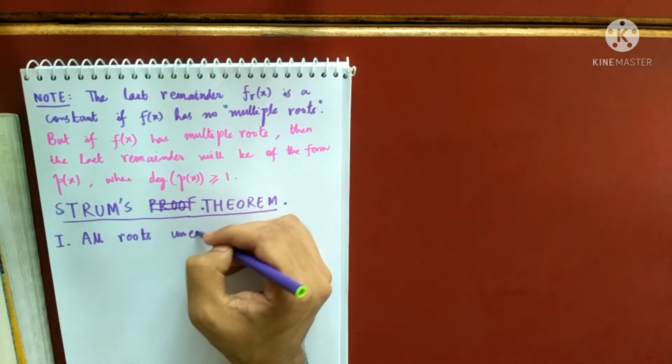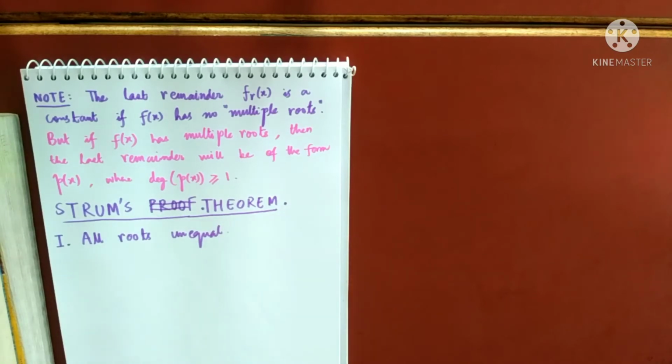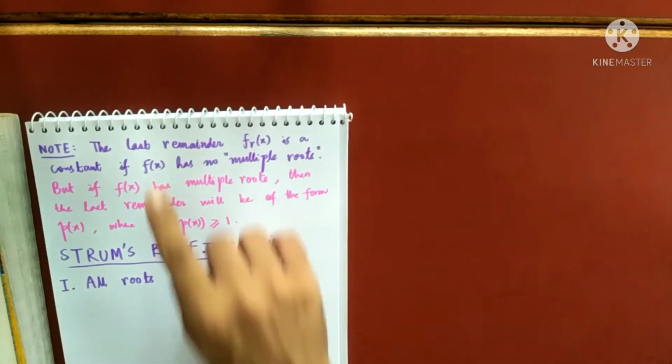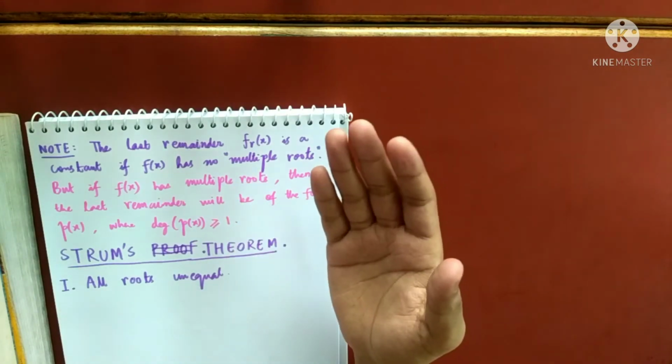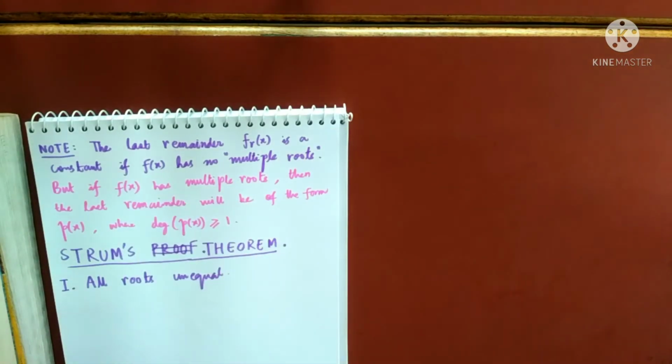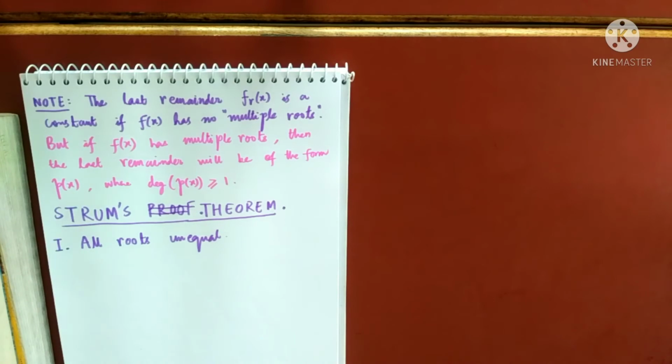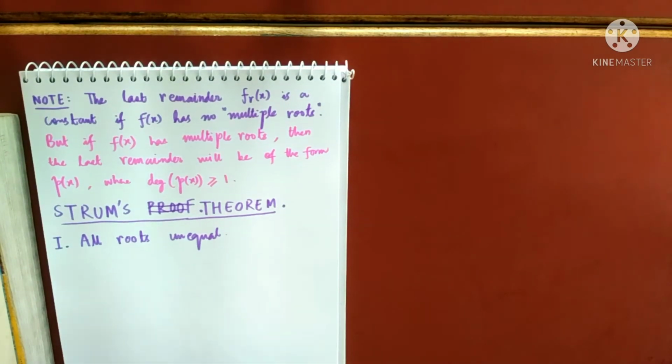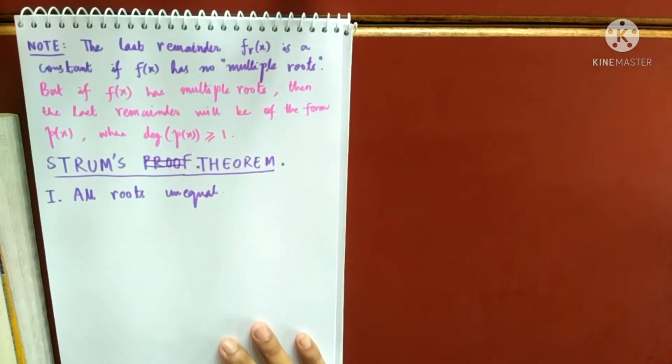So when all roots are unequal, then you will be using this theorem. How can you understand that all the roots are unequal? By looking at the last remainder. If the last remainder is just a constant, you can understand that all roots are unequal, right? And when it has some multiple roots, then I will talk about the second Sturm's theorem. So now the first theorem will talk about when all the roots are unequal.